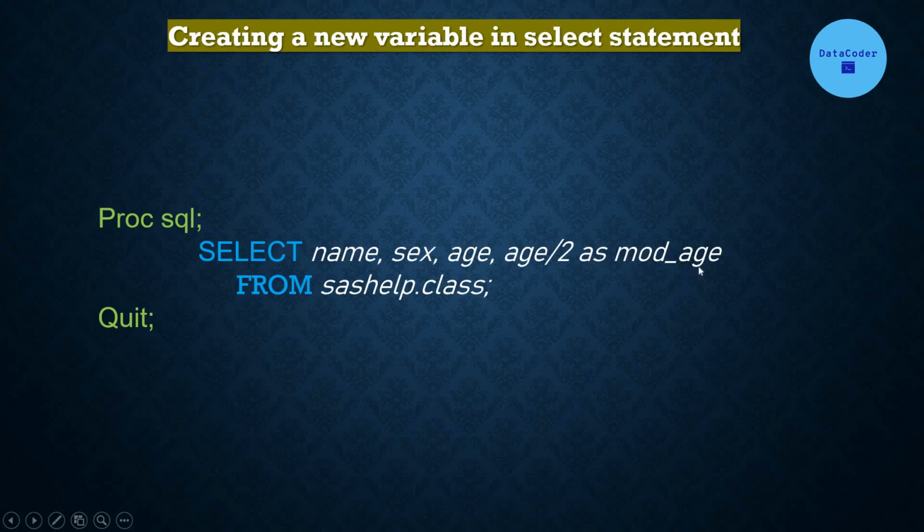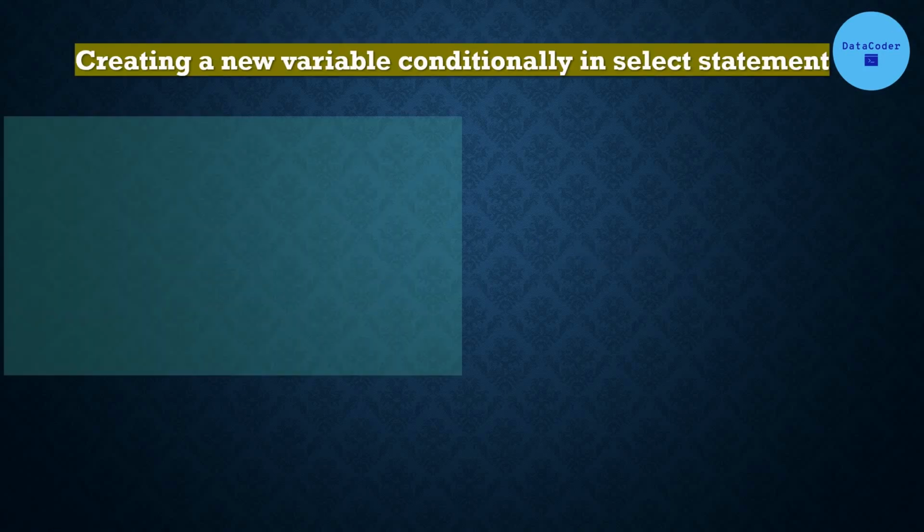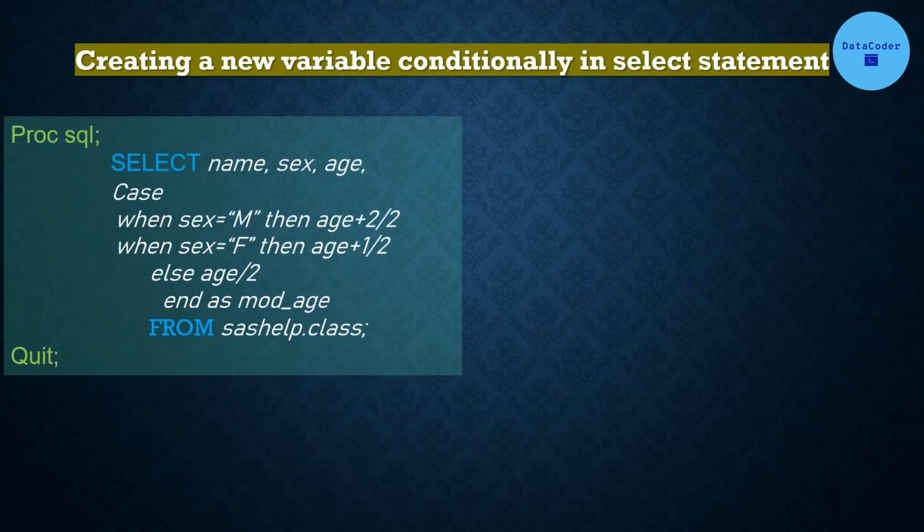Age by 2 will be executed, and the value will be stored in this variable mod age. If we don't give this column alias, then SAS will give its own name. Either we can provide an alias or SAS will give its own name. So this is creating a new variable. And next, see, creating a new variable conditionally in select statement. Based on a certain condition, I want to change the new variable calculation.